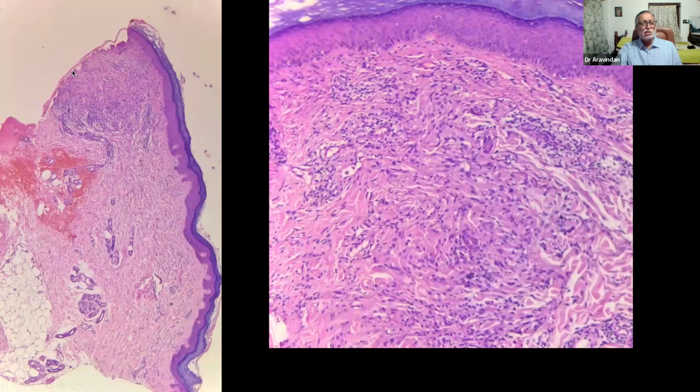Here you find a lesion where it's not epithelioid granulomas, but plenty of histiocytes in between collagen. And there is some collagen degeneration, sharply defined. These are the kind of granulomas which are called necrobiotic granulomas. And this is the classical appearance of a granuloma annulare lesion.